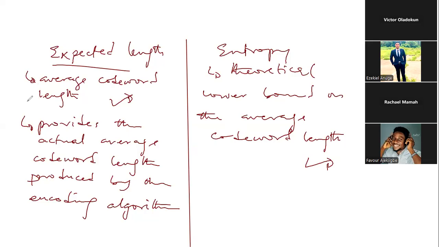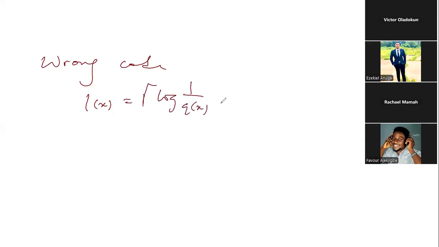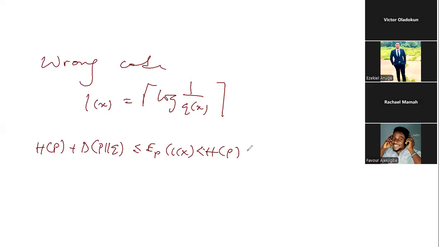And now one more thing is wrong code. So in wrong code, the expected length under the probability distribution of the code assignment, say L of X, is given as log 1 over Q of X. And this satisfies what we talked about earlier: the entropy plus the relative entropy must be less than or equal to the expected length, which is also less than H of p plus the relative entropy plus 1.